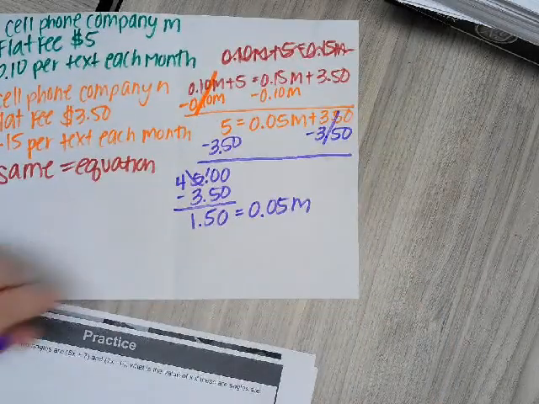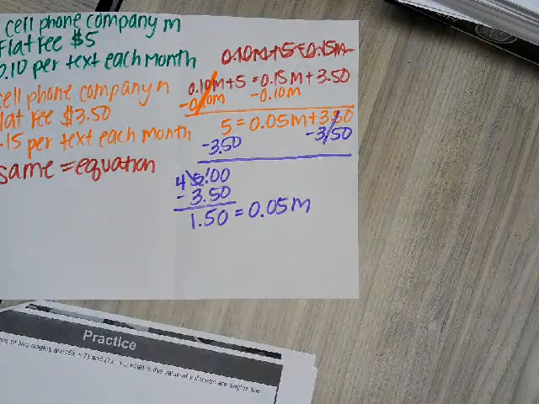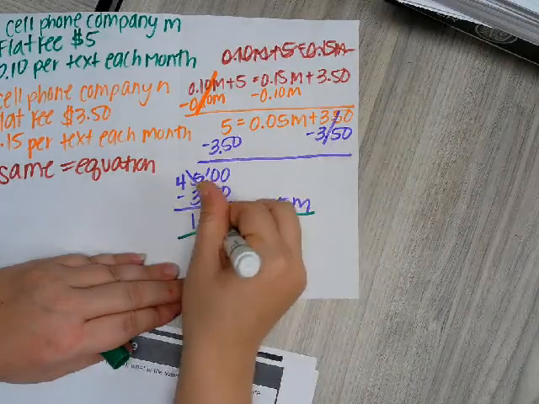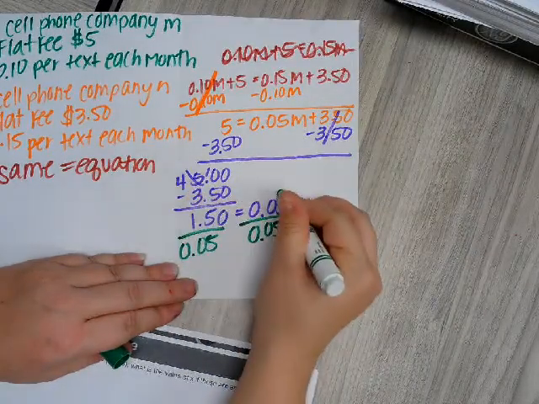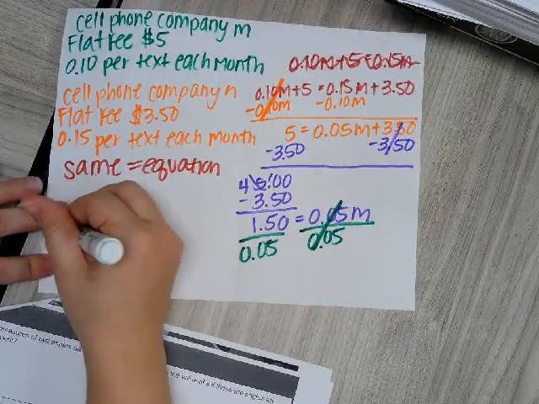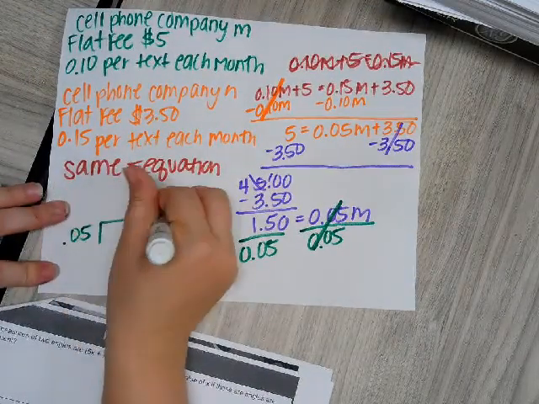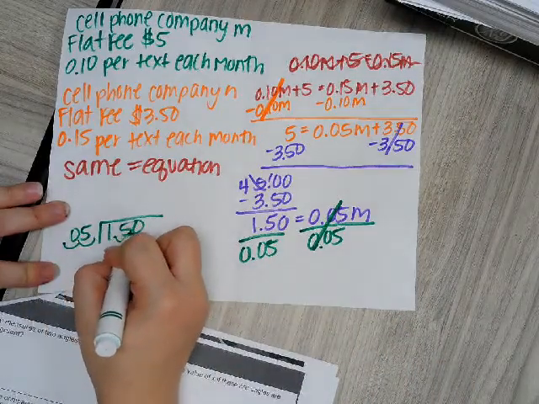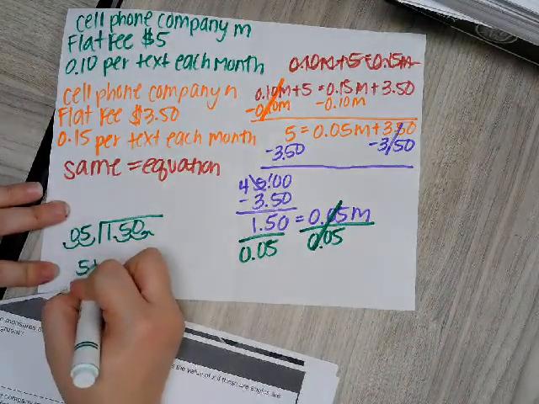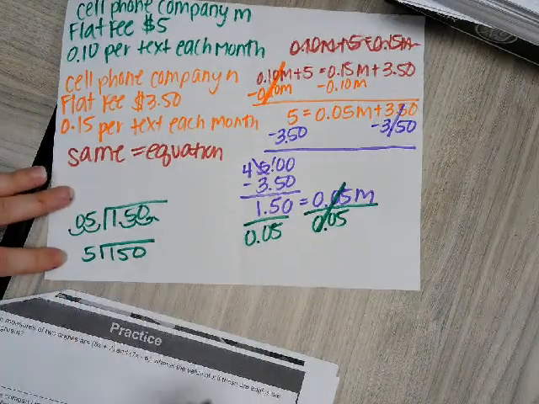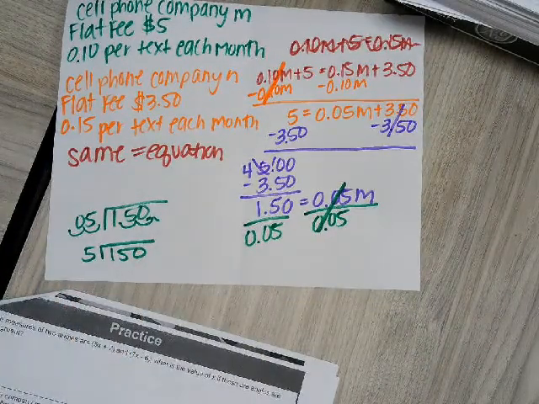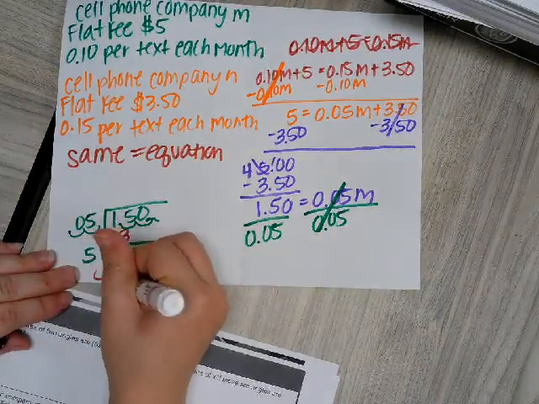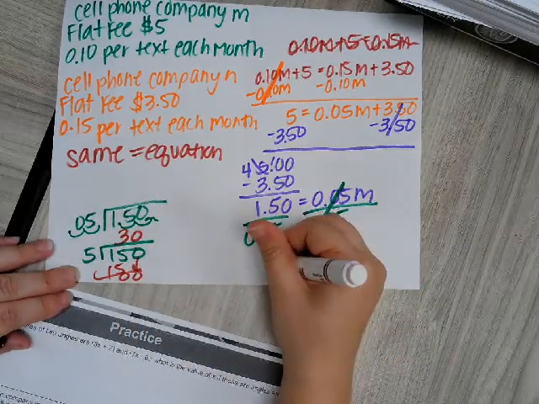So now I'm going to isolate my variable. Move the decimal 1, 2, move 1, 2. Okay, 5 can go into 15 3 times. 5 can go into 0 0 times. So 30 texts each month.